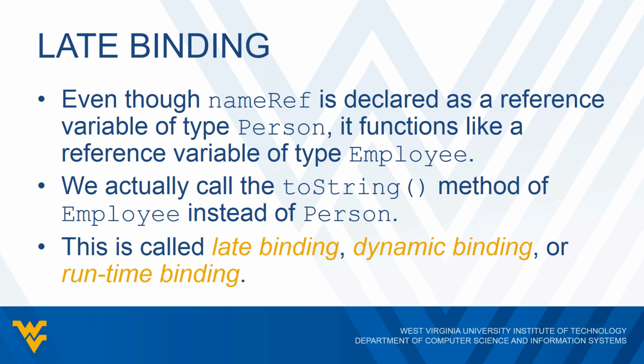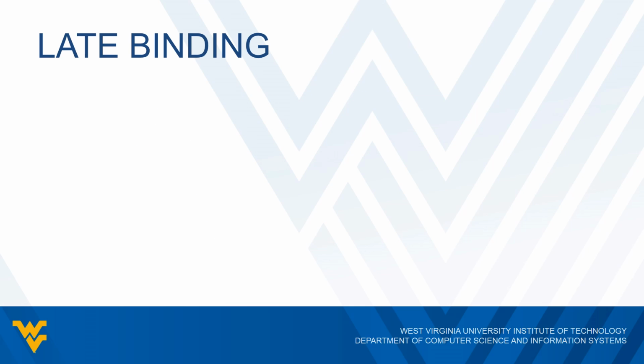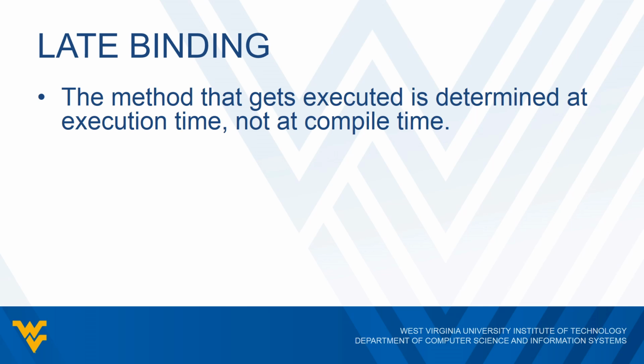I'm probably going to use late binding for the stuff that we're talking about here. So what is late binding? Well, what we're saying here is that the method that gets executed is determined at execution time, not at compile time. So whenever we're calling the toString method, while the program is running, it determines whether to use the toString method from the person class or the employee class.